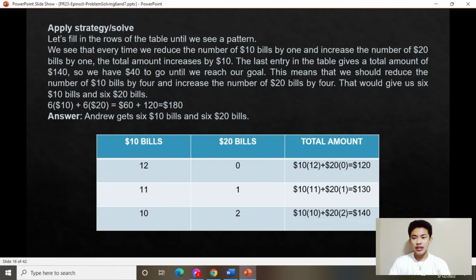This means that we should reduce the number of 10 bills by 4 and increase the number of 20 bills by 4. That gives us 6 10 bills and 6 20 bills. 6 pieces of 10 bills plus 6 pieces of 20 bills is equal to 180 bills. So Andrew gets 6 10 bills and 6 20 bills.